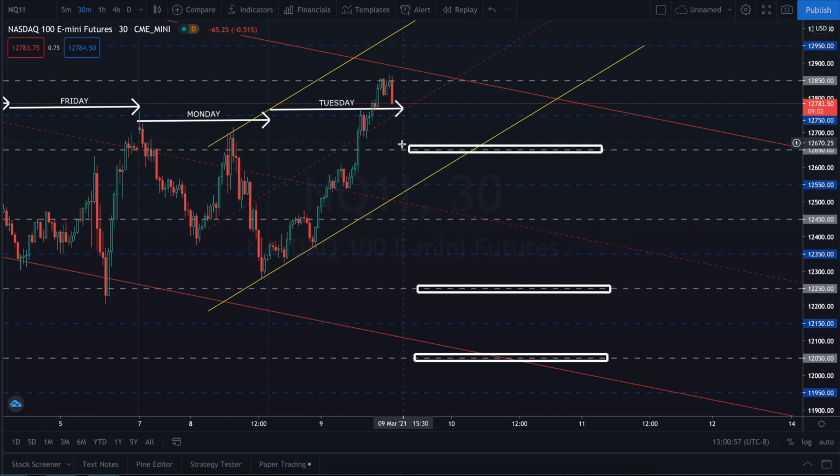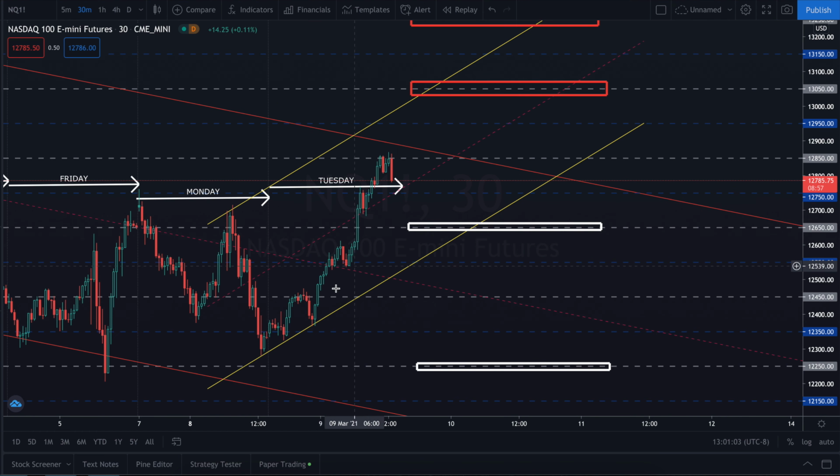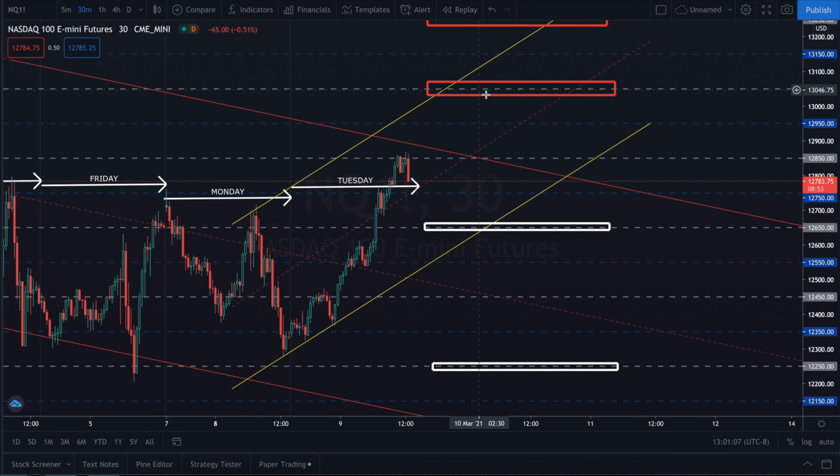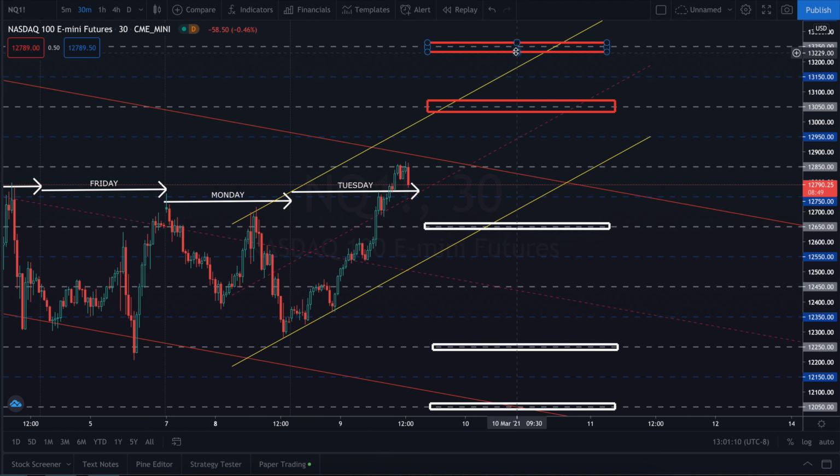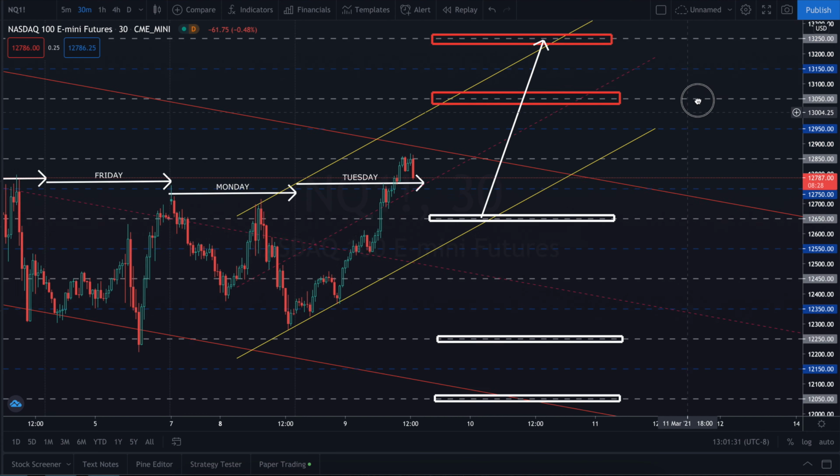We watch this level, the 650, for a potential bounce and continuation of this new channel to this level right here, and potentially this level right here, the 13,250, which we might be able to see in one session, but I highly doubt that. Probably in 2 sessions, because that's again about 600 points.